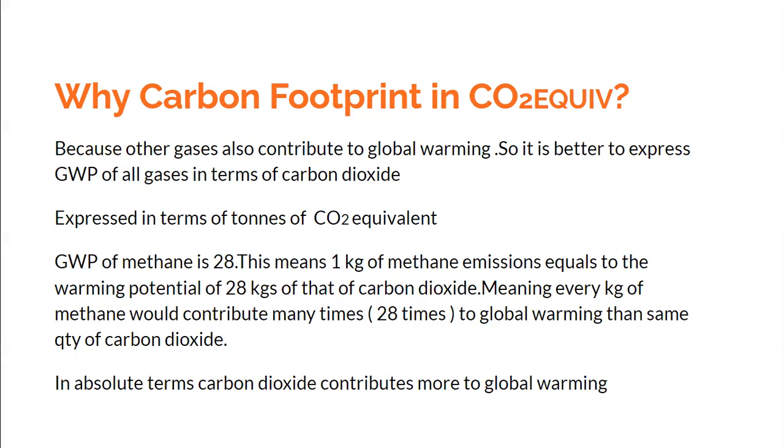For example, the global warming potential of methane is 28. Now, what is the meaning of that? The meaning is that 1 kg of methane emissions is equivalent to the warming potential of 28 kg of carbon dioxide. So methane is 28 times more potent for global warming than the same quantity of carbon dioxide. But why then do we express it in terms of CO2 equivalent and not methane equivalent? That is because carbon dioxide in absolute terms contributes more to global warming. So that is the reason why carbon footprints are expressed in CO2 equivalent.